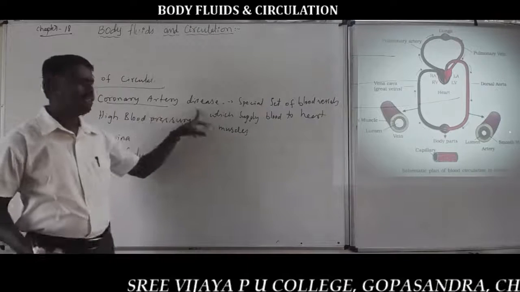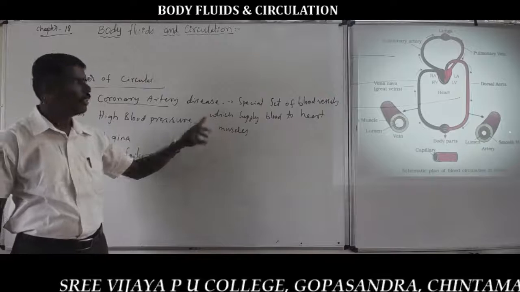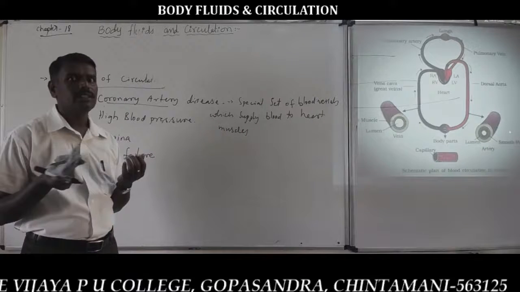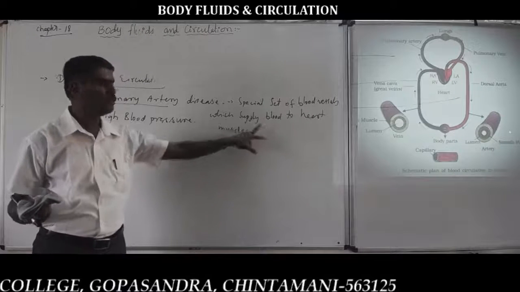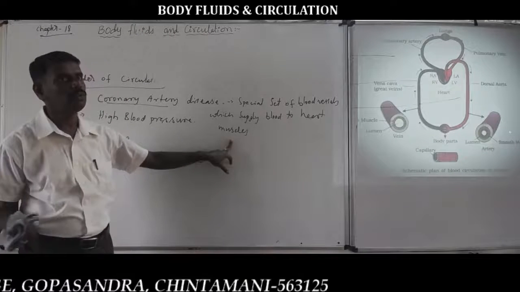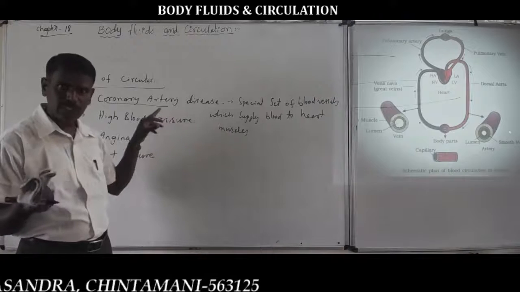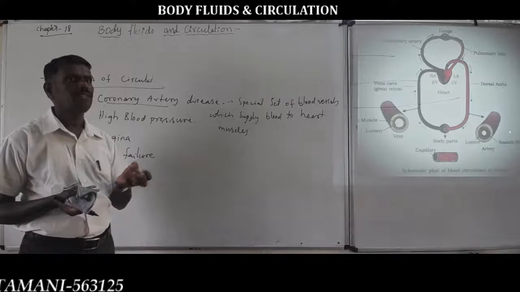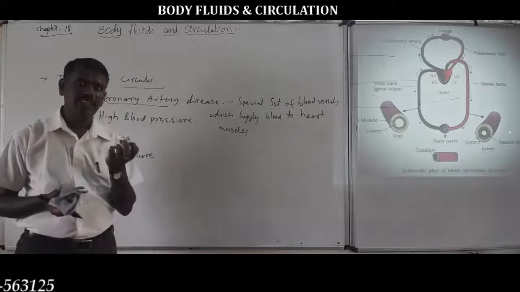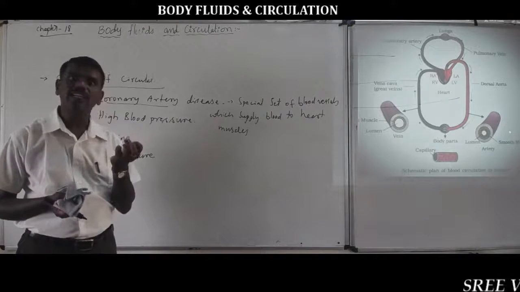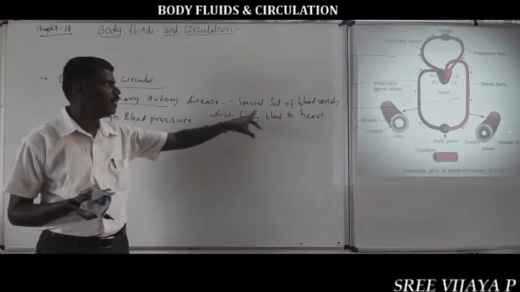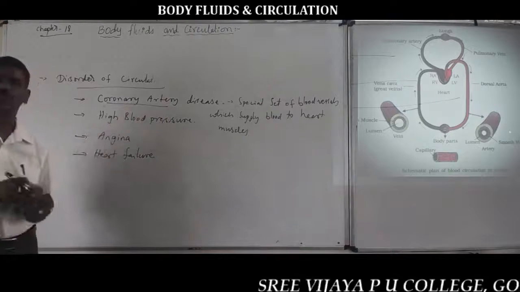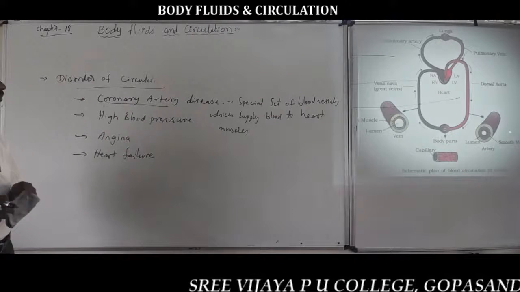So coronary artery disease arises due to not enough blood being supplied to the heart muscles. This disease is called coronary artery disease, due to malfunctioning caused by cholesterol content, fat content, and calcium content, which is deposited in the coronary artery blood vessels, the set of coronary blood vessels.